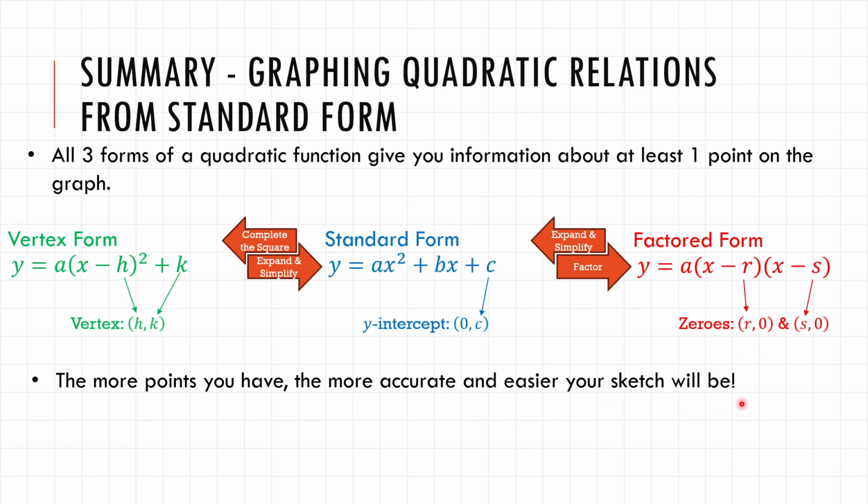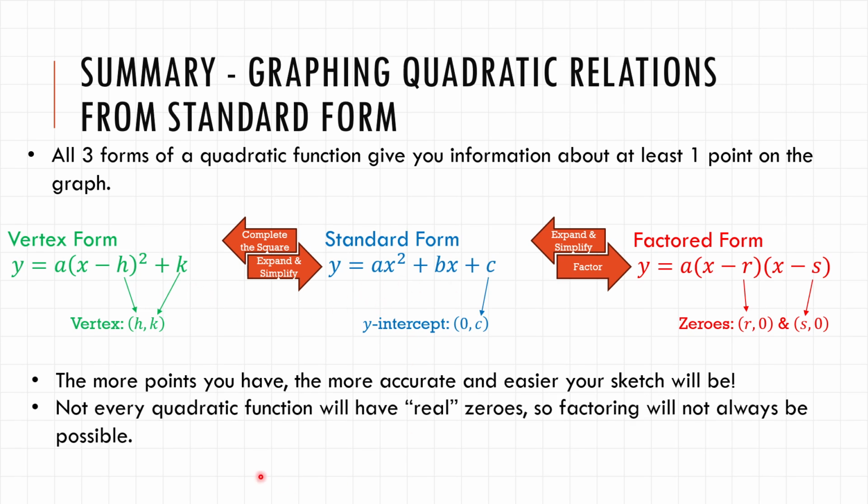Now, the only thing that I would say here is not every quadratic actually crosses the x-axis. So not every quadratic is even factorable, and even some of the ones that do cross the x-axis are not factorable. So we kind of have to rely a lot on standard form and on vertex form because they are applicable to every single quadratic in the real numbers. So not every quadratic function, like I just mentioned, will have real zeros, so factoring is not always going to be an option.